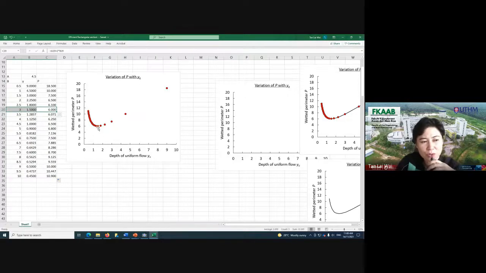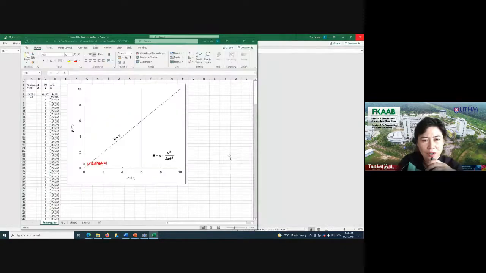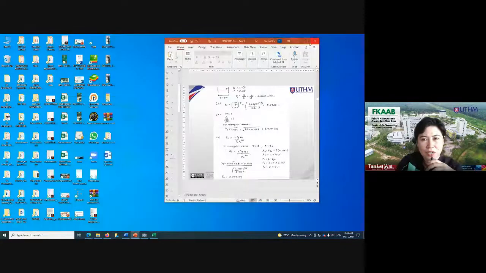This will actually give you B equals 3 meters and Y equals 1.5 meters. That is what we are doing when we differentiate the wetted perimeter with respect to Y. We actually want to get this point here, which will give us B 3 meters and Y 1.5 meters, right?